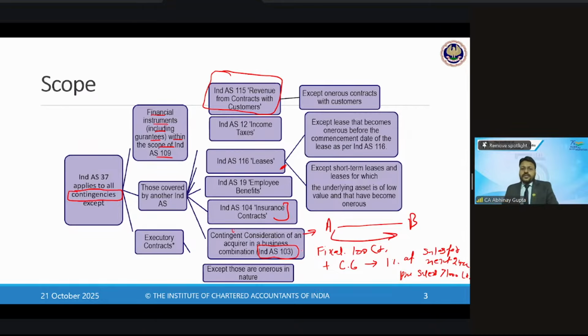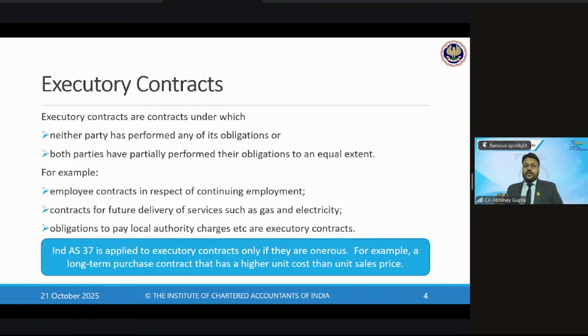And then the next category is executory contracts. Executory contracts are the normal contracts which are accounted for on the general accrual principle, except that certain provisions need to be recorded upfront if the contracts become onerous. So let's understand what an executory contract means. Executory contracts are contracts under which neither party has performed any of its obligations, or both parties have partially performed their obligations to an equal extent. So what does it mean?